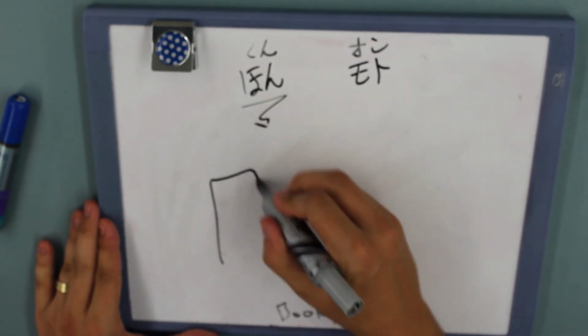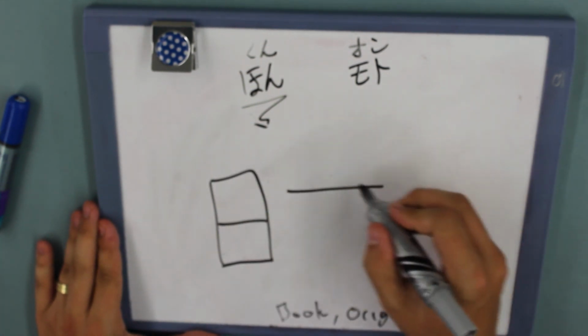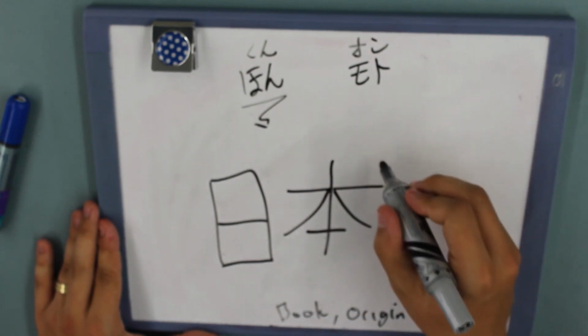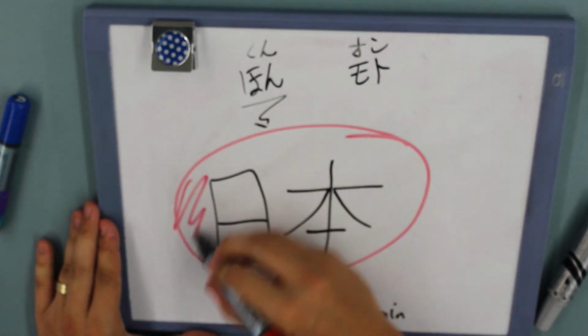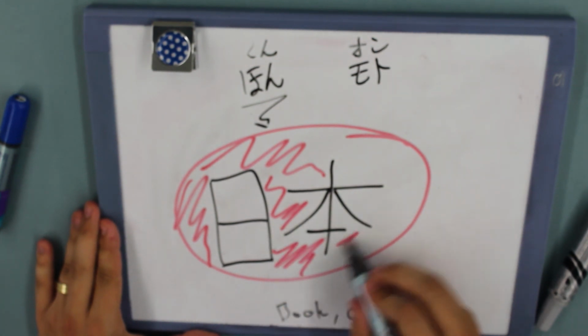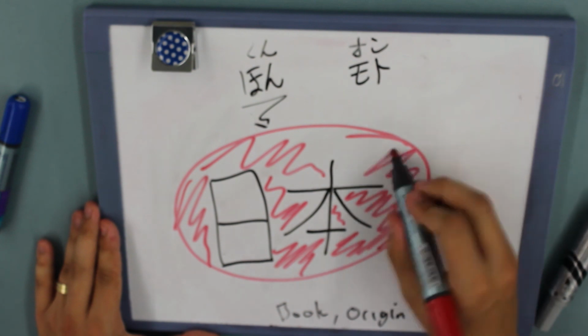So we have ni for day, and then hon for origin. Nihon together is land of the rising sun. And it's one of the first kanji combinations that you'll be learning.